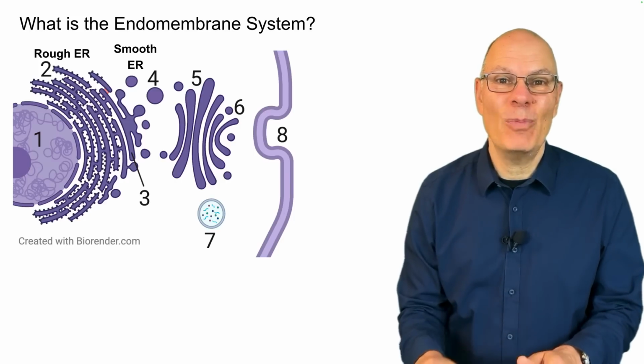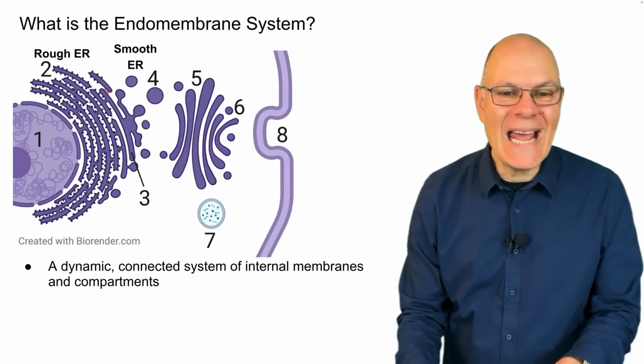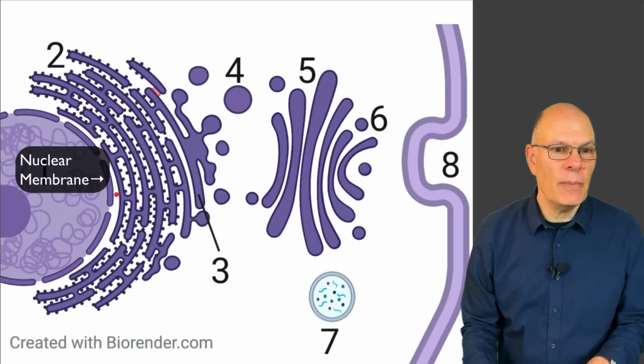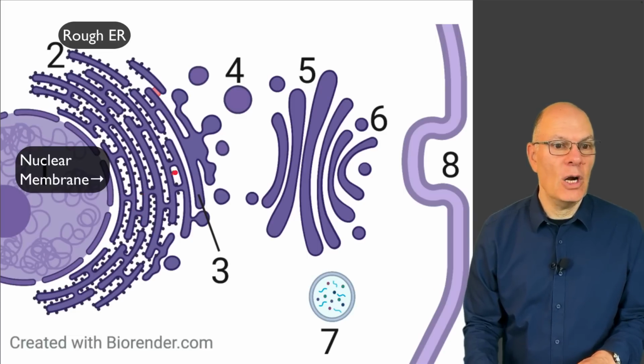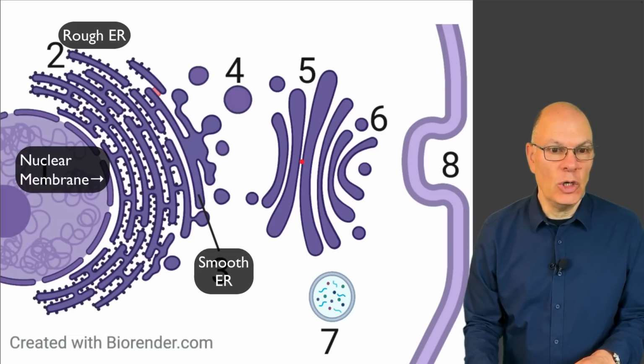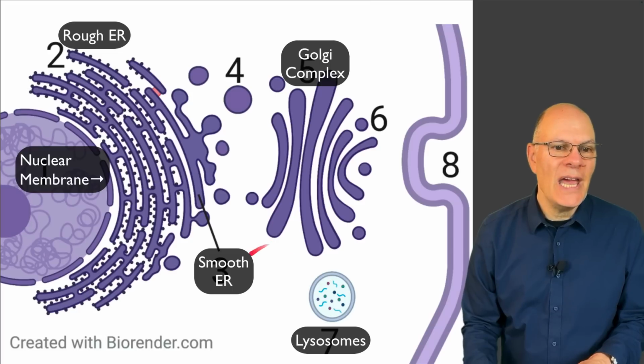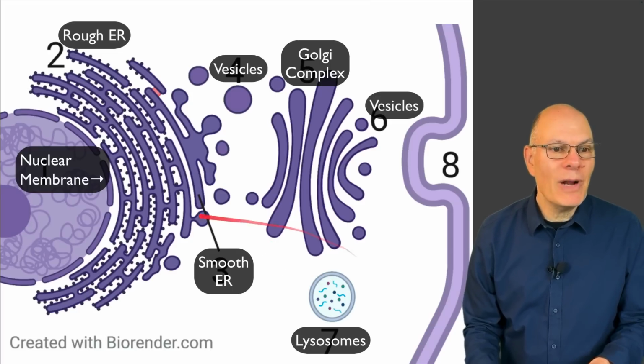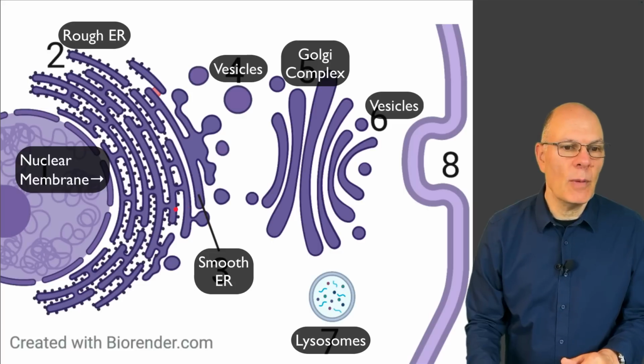What is the endomembrane system? It's a dynamic connected system of internal membranes and compartments. It includes the nuclear membrane, the rough ER, the smooth ER, the Golgi, lysosomes, and all the little vesicles that interconnect them. Membrane and material flow from one compartment to the next.